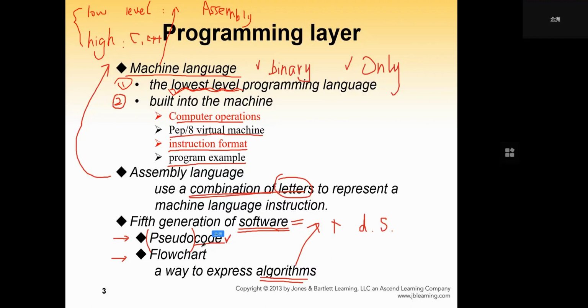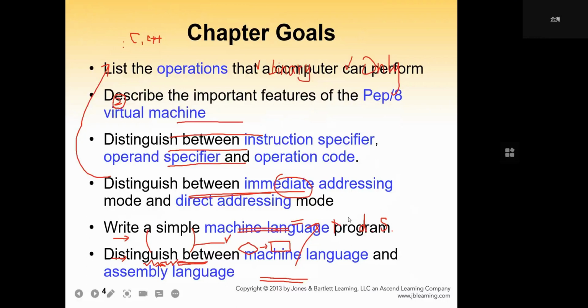And the flowchart is different from pseudocode, although it is also a way to express the algorithm. A flowchart is a chart, some kind of figure. We use shapes, symbols, and arrows to represent the flow defined in the algorithm, step by step. So these are the contents we will cover in today's class.